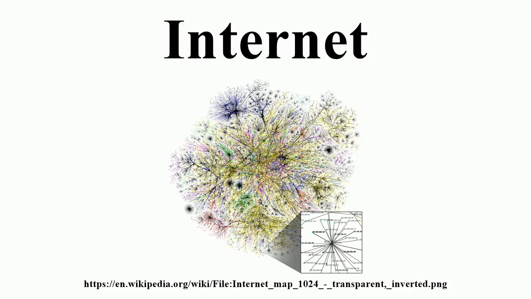Although other network protocols such as UUCP had global reach well before this time, this marked the beginning of the Internet proper, as an intercontinental network. Slightly over a year later, in March 1990, the first high-speed T1 link between the NSFNET and Europe was installed between Cornell University and CERN, allowing much more robust communications than were capable with satellites. Six months later, Tim Berners-Lee would begin writing WorldWideWeb, the first web browser, after two years of lobbying CERN management.